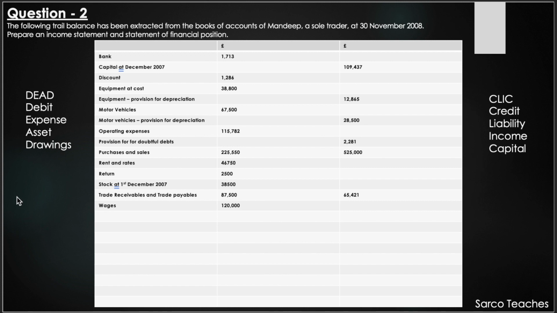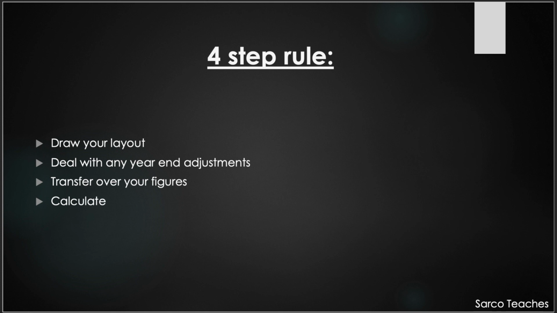I've put it on the screen for you. This basically means the numbers on the left side of your screen are debits and the ones on the right are credits. So you would put your expenses on the left and you would put your incomes on the right. Okay, so let's continue with this question.